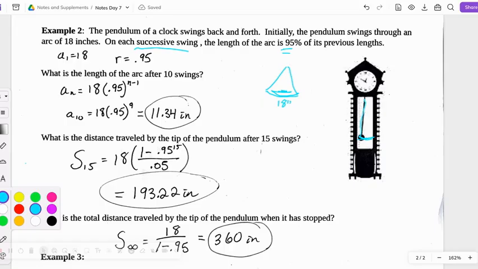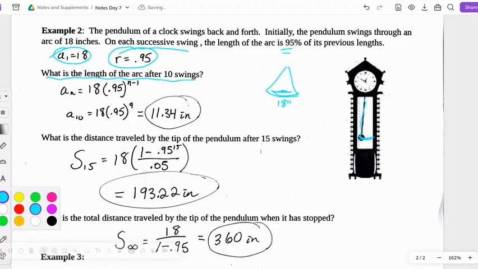Okay, so that's the idea. Now, you can see pretty quickly that we have a first term of 18, and hopefully it makes sense that the R value is 0.95 because we multiply by 95% or 0.95 each time. So when they ask a question here, what is the length of the arc after 10 swings?